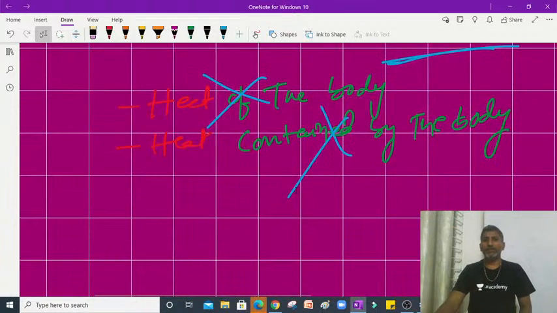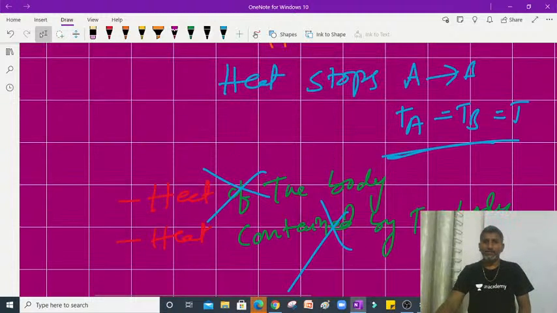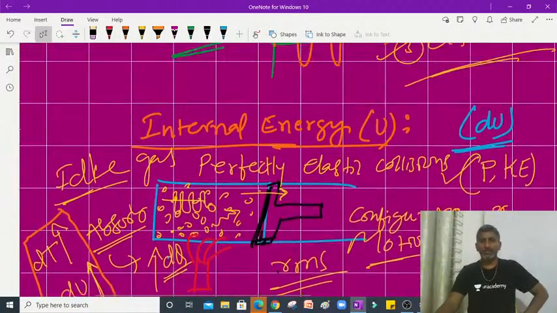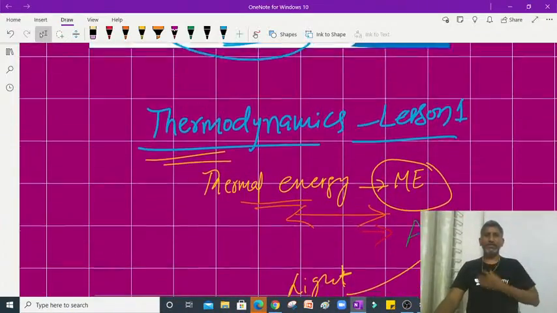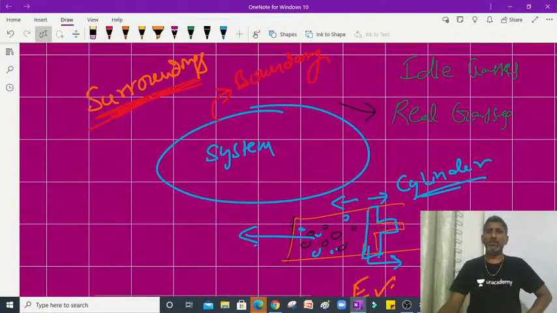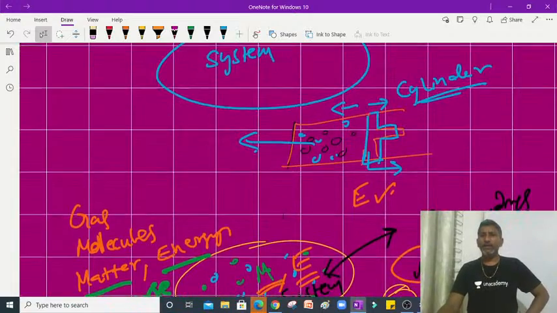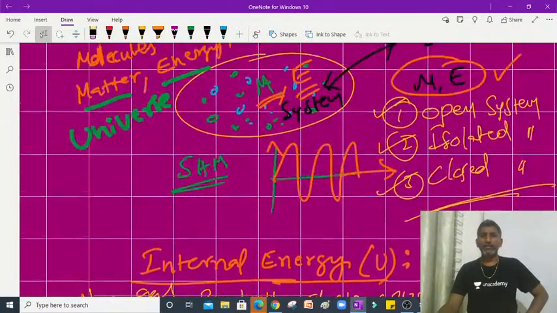So these are the things we discussed in lesson 1, students. Just give a glance at all of this. Very simple things, fundamentals of thermodynamics. These are nothing but basics. In any competitive examination, they are going to ask from the basics only, students. So be careful and be alert. What we have discussed: system, surroundings, boundary, a gas cylinder we took, and three system types: open system, isolated system, closed system.